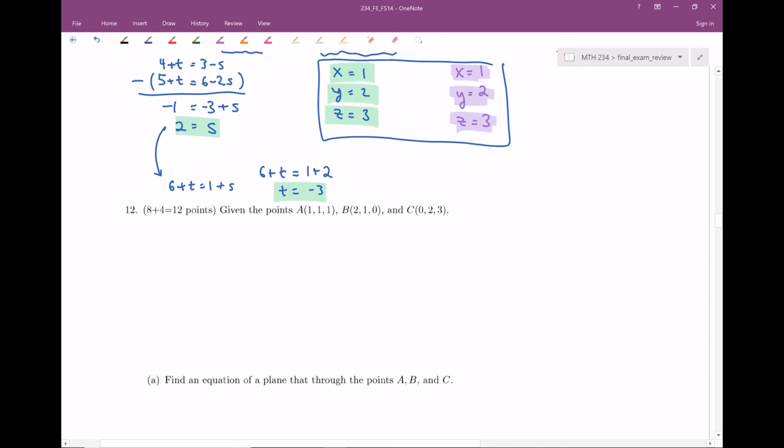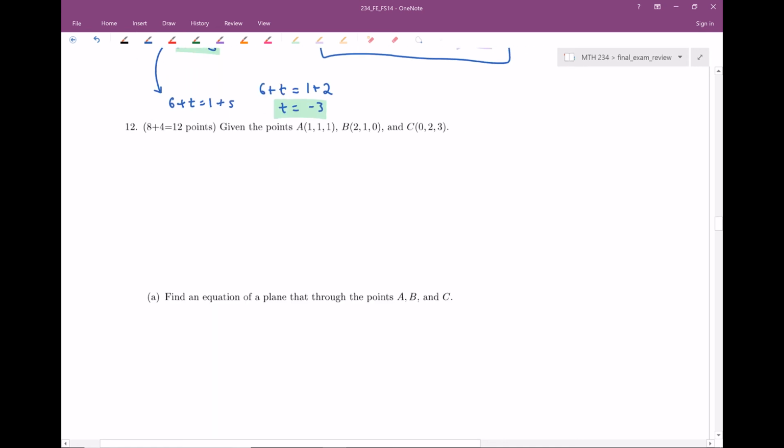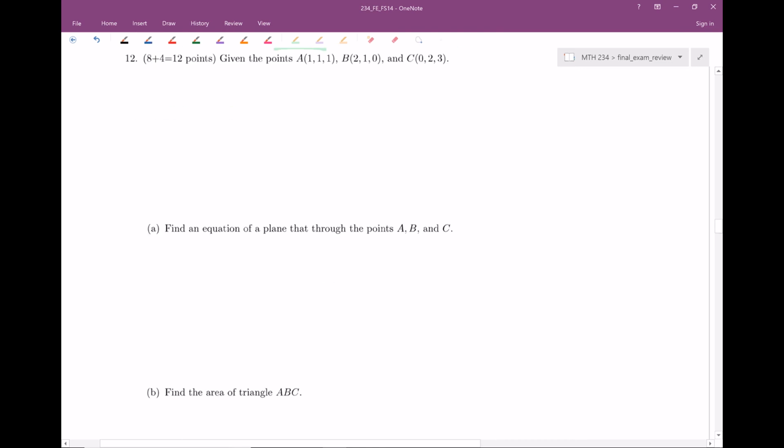All right, problem number 12. Given the points A equals (1, 1, 1), B equals (2, 1, 0), and C equals (0, 2, 3), okay, there's no question here. Maybe I can use this space to work or something like this, but here's the first question. A, find the equation of the plane through points A, B, C.